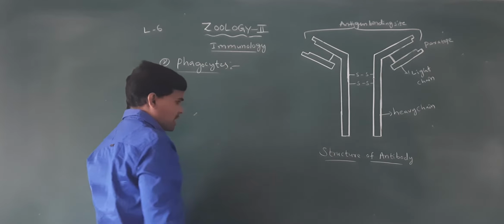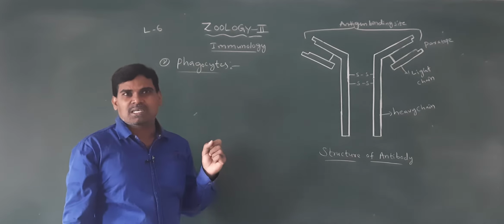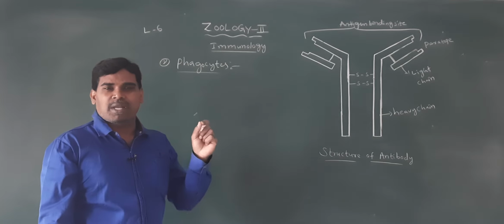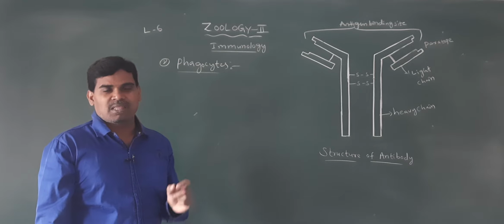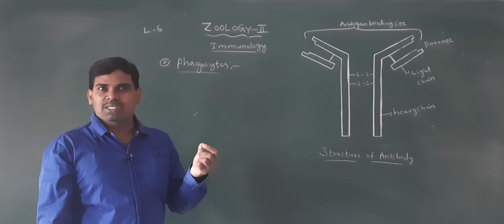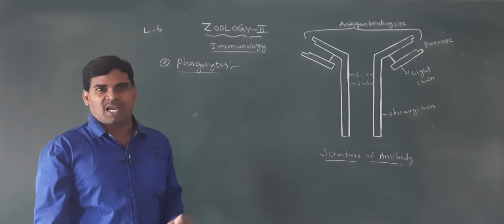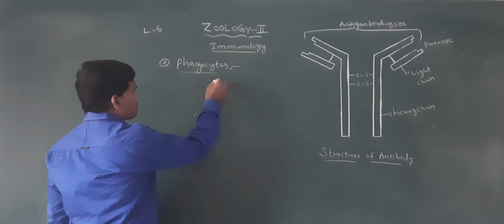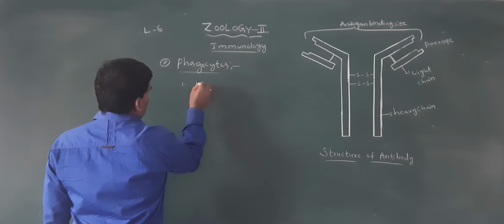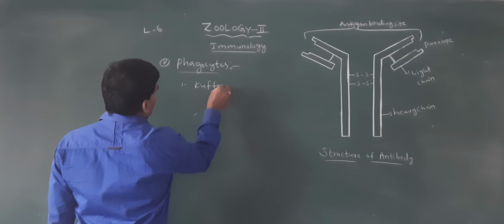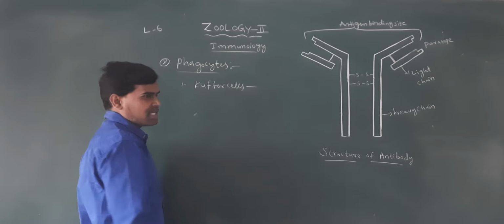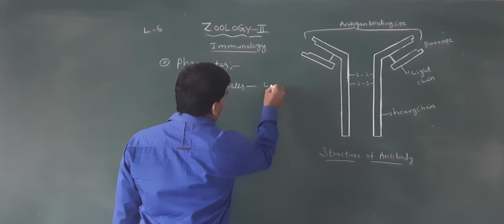There are different types of phagocytes in different places: the Kupffer cells, microglial cells, dust cells, and the monocytes in the blood. For example, the Kupffer cells: where do Kupffer cells occur? In the liver.